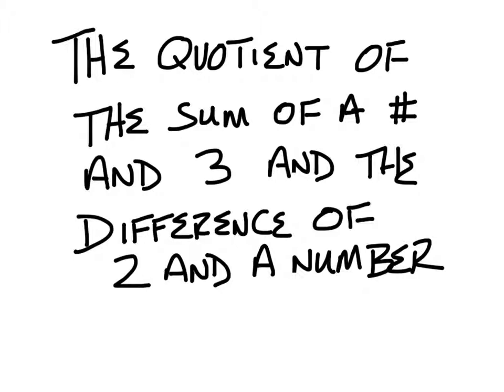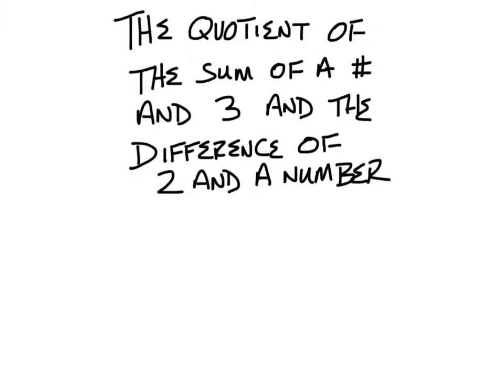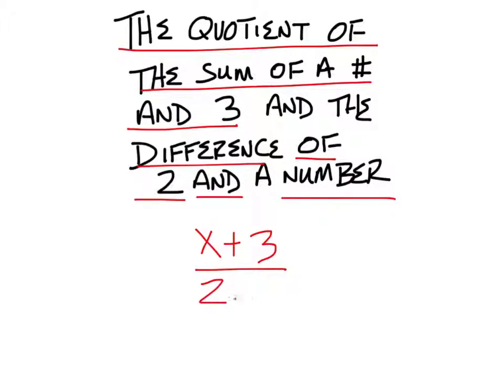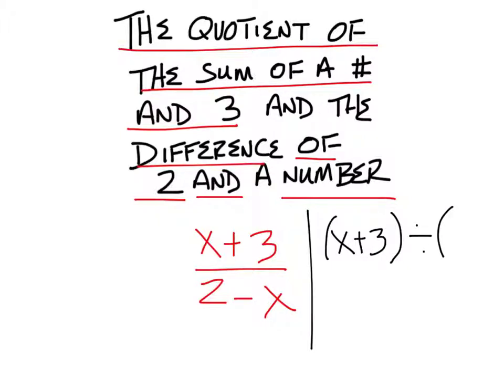Try this one and drop it off up here. For the practice problem, the quotient of means division. Now on the top you'll have the sum of a number and 3. On the bottom you will have the difference of 2 and a number. If you had this, I will take it. You could have also had this. X plus 3 in parentheses divided by 2 minus x in parentheses.